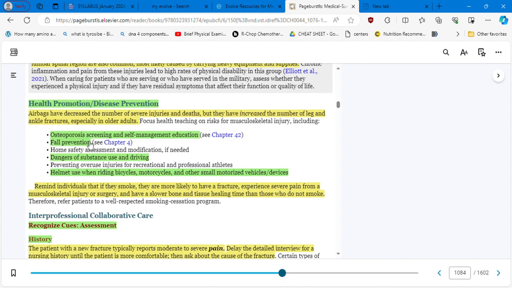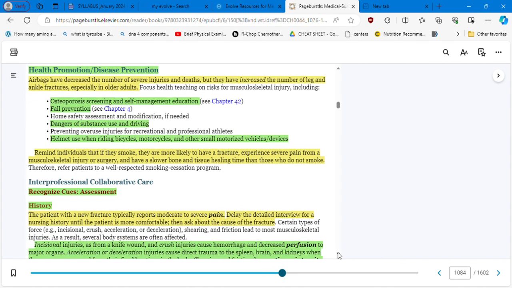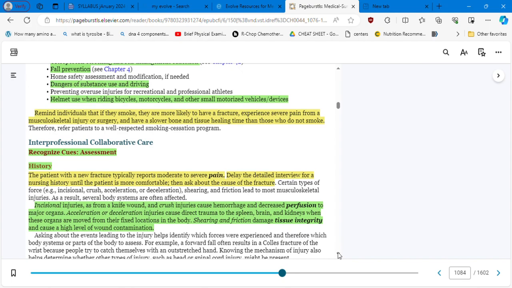We need to teach them about fall prevention, home safety, dangers of substance use and driving, proper use of helmet when riding bicycles, motorcycles, and other small motorized vehicles, devices like scooters and all these different types of bikes, motorcycles, bikes that are not bikes, scooters that look like bikes but are not motorcycles, you name it. The market is getting creative with this type of transportation.